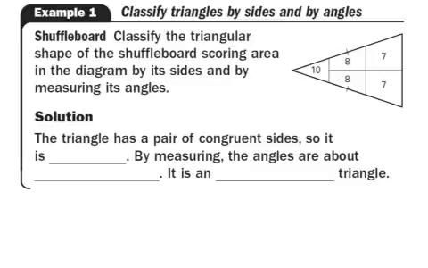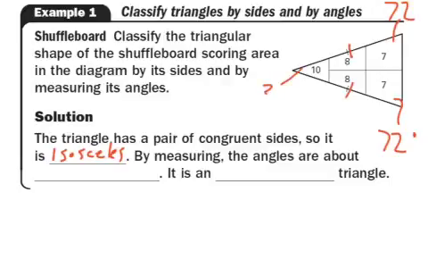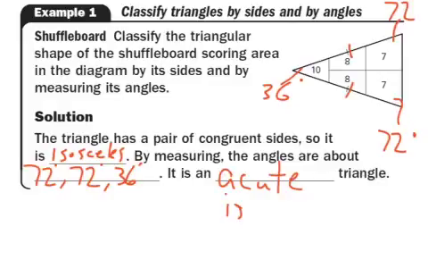All right, so let's classify this triangle here. We'll classify it by its sides and its angles. Since it has one pair of congruent sides, we know that it is isosceles. If we were to measure the angles, we would see that the angles are 72 degrees, 72 degrees, and 36 degrees. So if we put that together, we have an acute isosceles triangle.